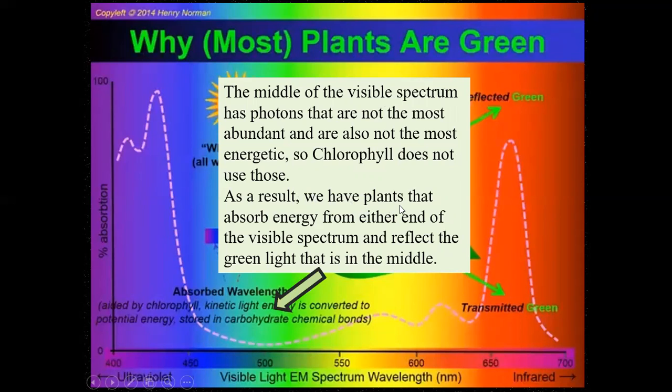So as a result, we have plants that absorb energy from either end of the visible spectrum and reflect the green light that is in the middle. So blue light and red light get absorbed, but the remaining green color is visible to our eye.